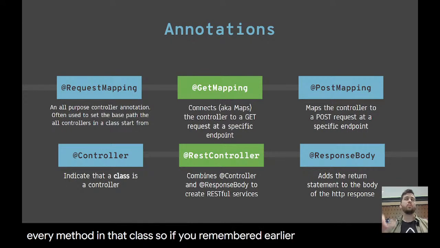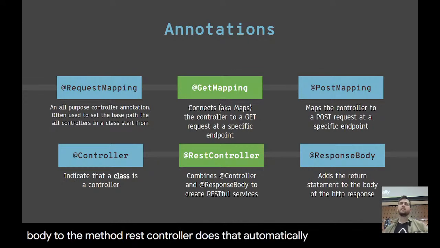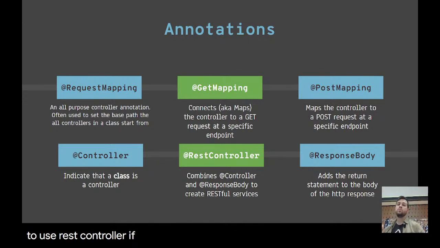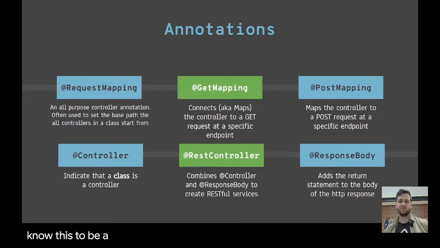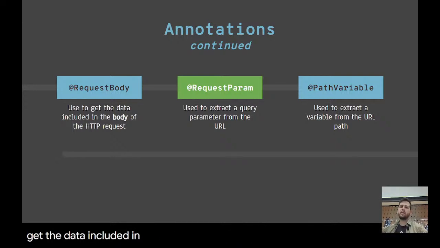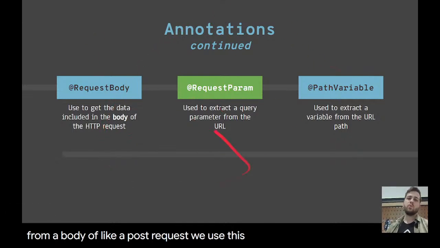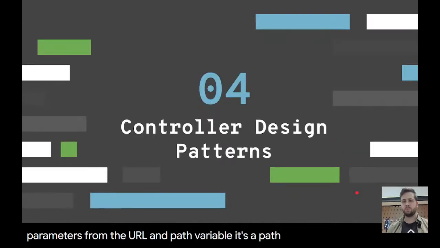If you see at rest controller, it's just like controller, but behind the scenes it adds response body to every method in that class. So if you remember earlier, we had to add response body to the method. REST controller does that automatically. And so you only want to use REST controller if you knew that all of your methods would need the response body, and ideally if you knew it was to be a REST controller. Finally, we have request body. This is used to get the data included in the body of an HTTP request. So to get the data from a body of like a post request, we use this. Request param gets the query parameters from the URL, and path variable gets the path variable from the URL.